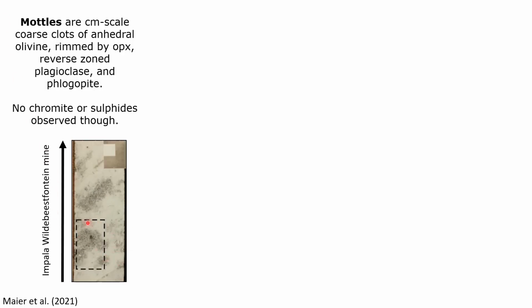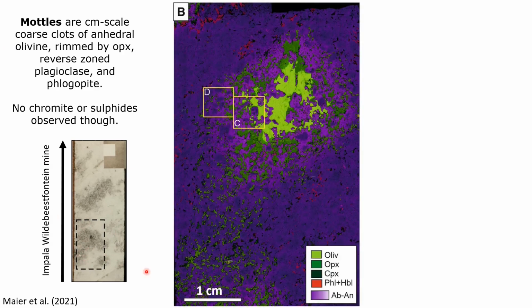I'm going to show an element map from this box here that samples a mottle from the Impala mine. In this map, we see dark purple plagioclase pitted by light green olivine that is rimmed by dark green oikocrystic orthopyroxene. The mottle itself is surrounded by a halo of light purple that represents more anorthitic plagioclase, reminiscent of boulder bases. At the outer margin of this halo, we see an increased abundance of phlogopite as well as minor amphibole, and at the base here we may even see a fluid or melt pathway.